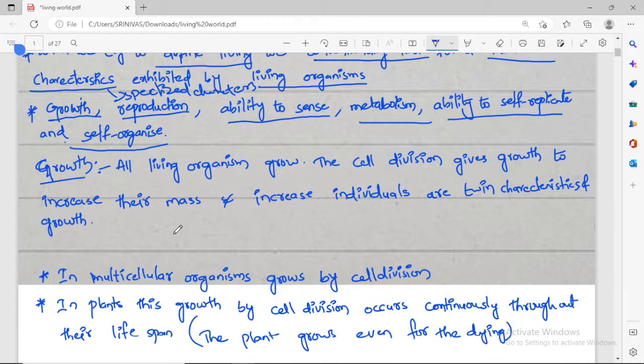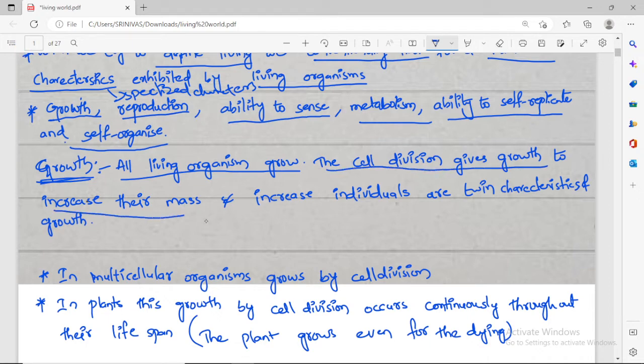First of all, we take growth. All living organisms grow. How do they grow? By cell division. Cell division gives growth, to increase their mass and increase the individual or twin characteristics of growth. Here, what is the cell?